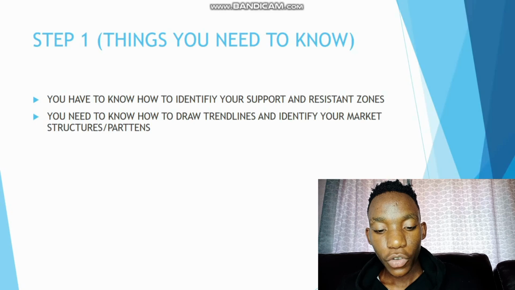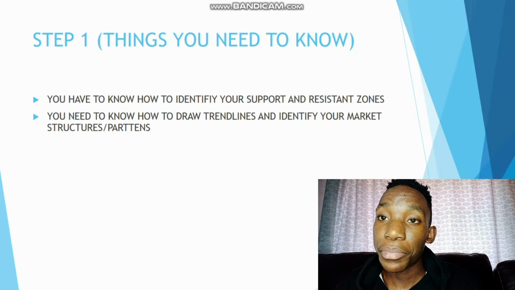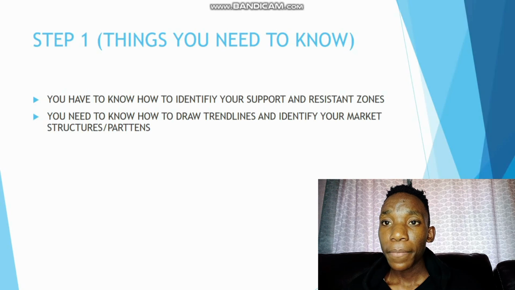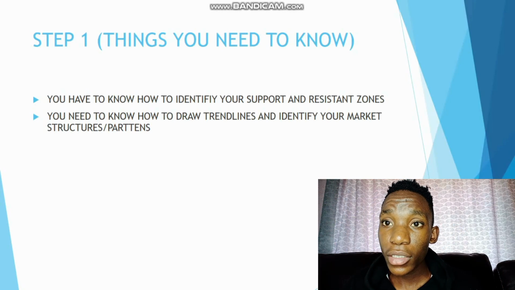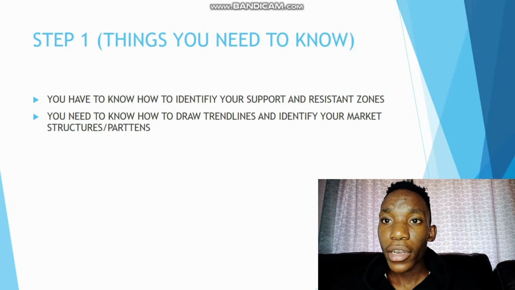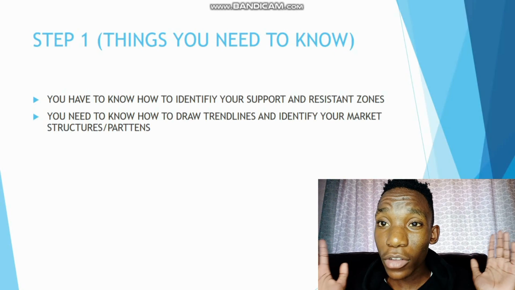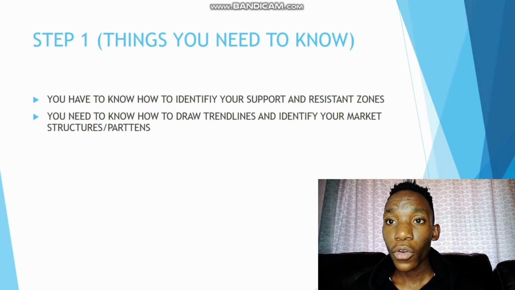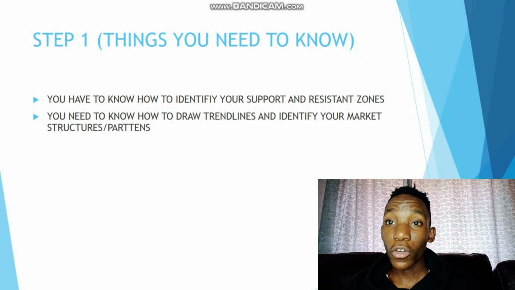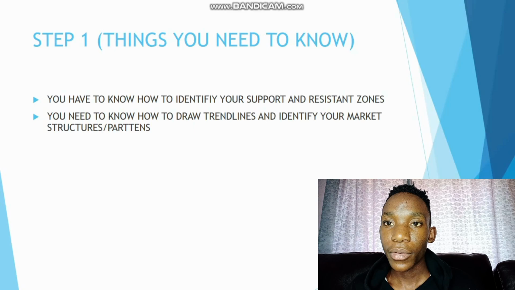So the second point is that you need to know how to draw trend lines and identify your market structures or your market patterns, right? So you need to know how to identify uptrends, downtrends, consolidations, continuations, and different kinds of patterns. And so guys, if you don't know how to draw trend lines or identify market structures, I'll also link a video teaching you how to properly master trend lines and how to draw trend lines, right? So I'll just leave the link down below, or I'll just add a card right there.